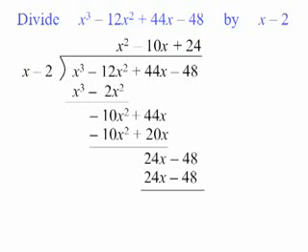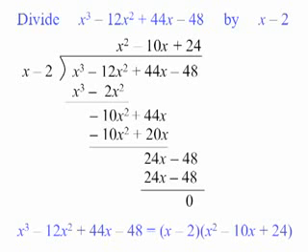Okay, now as soon as you've written something underneath, you need to subtract them. 24x subtract 24x is 0, negative 48 subtract negative 48 is also 0, and we have finished our long division. So don't forget what that means. We've successfully shown that x cubed minus 12x squared plus 44x take 48 equals x take 2 times by x squared take 10x plus 24.